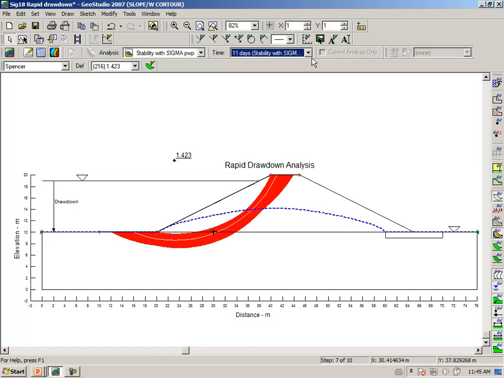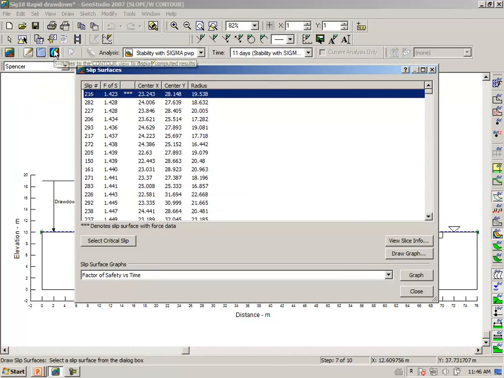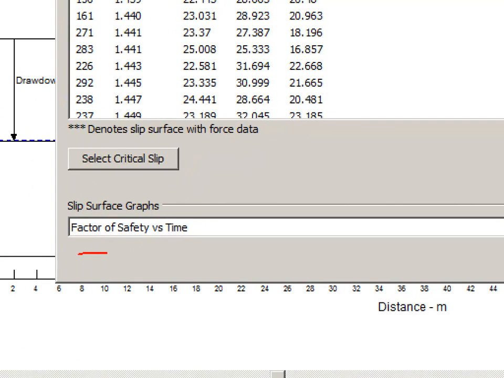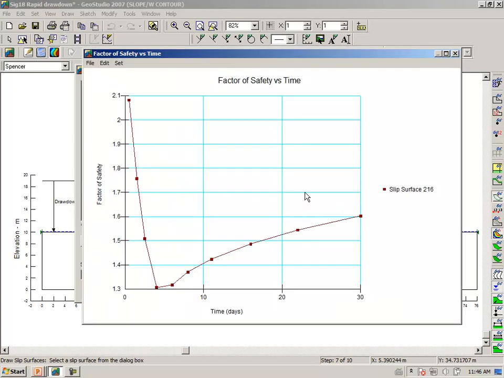But then, at some point after the reservoir is gone and the pore pressure continues to dissipate, the factor of safety increases. We can look at this in summary view by going to Draw Slip Surfaces and clicking on Factor of Safety versus Time. And so here we see a graph of the factor of safety during the reservoir drawdown.